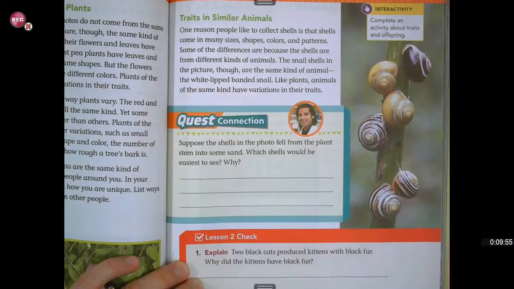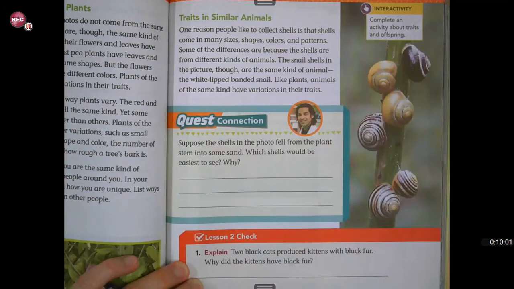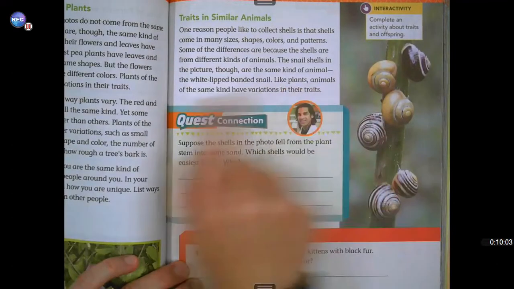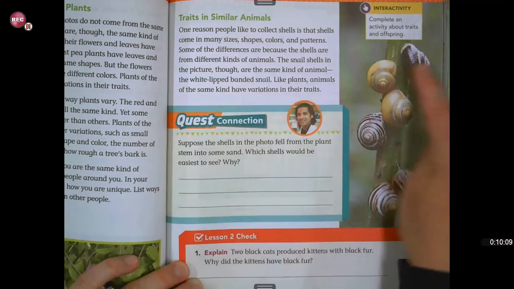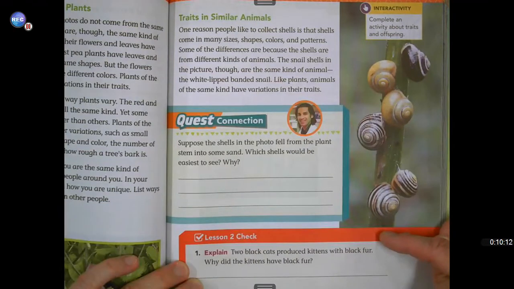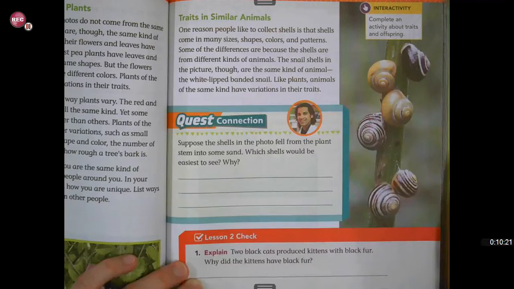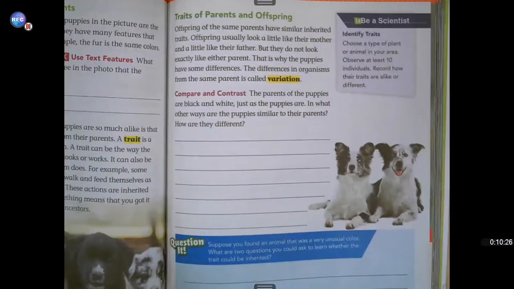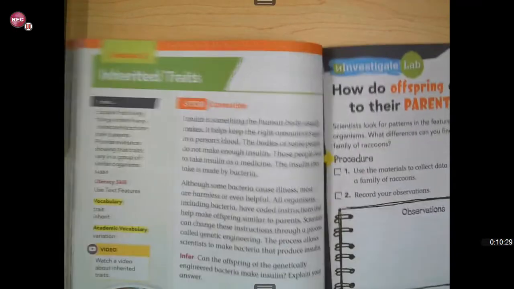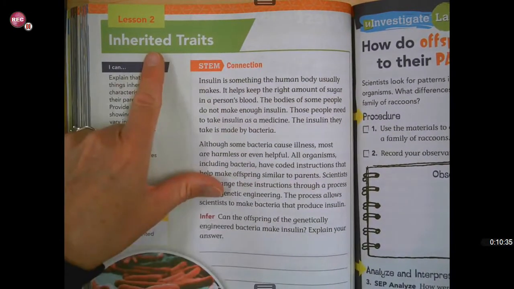The white-lipped banded snail. So these are all white-lipped banded snails. So like plants, animals of the same kind have variations in their traits. So again, these snails are all white-lipped banded snails, but look how they all have a difference. They have variations. All right, boys and girls, so now that we've read about traits that come from parents, those are called inherited traits. That means those are things that happen naturally that we cannot change. Remember that word, inherited traits.